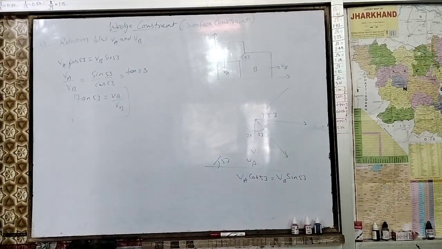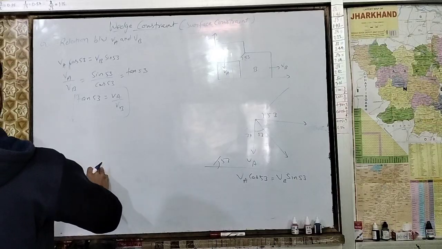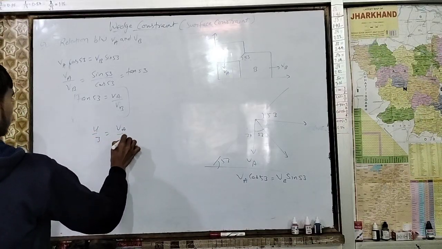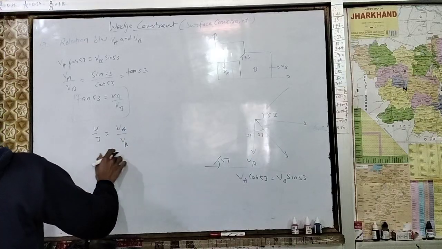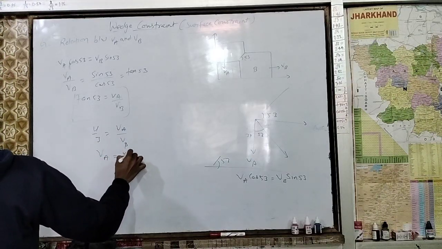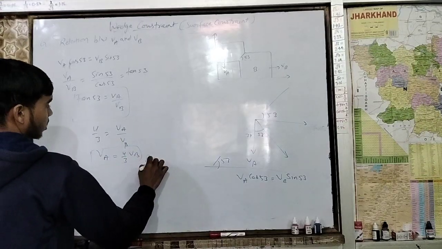Just put the value for tan 53. So tan 53 is considered as 4 by 3. VA upon VB is 4 by 3. So the velocity VA will be equal to 4 by 3 VB. This is our answer.